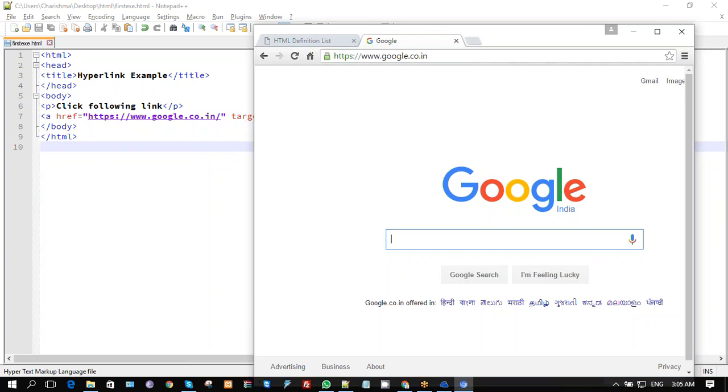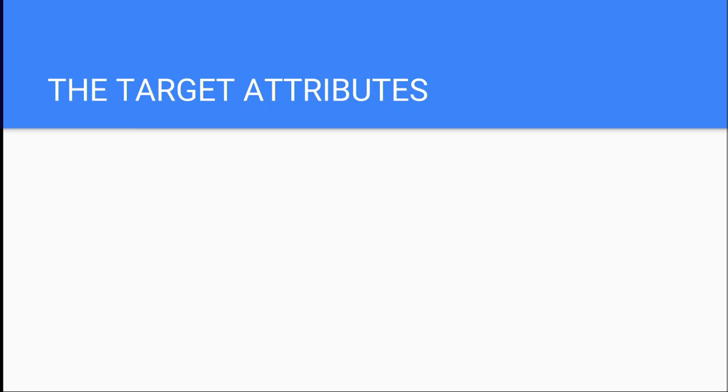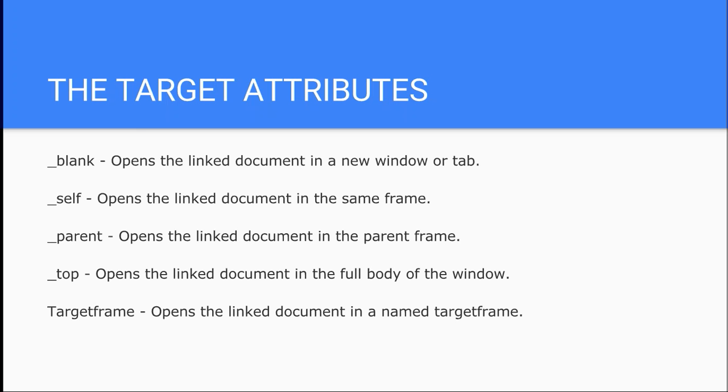So let us discuss the attributes of text links, the target attributes. What are they? _blank opens the linked document in a new window or a new tab. In the previous program we mentioned _self, which means it opens the linked document in the same frame. When you click it, the same window will be redirected to the destination website. But when you mention _blank, it will open a new window or new tab.